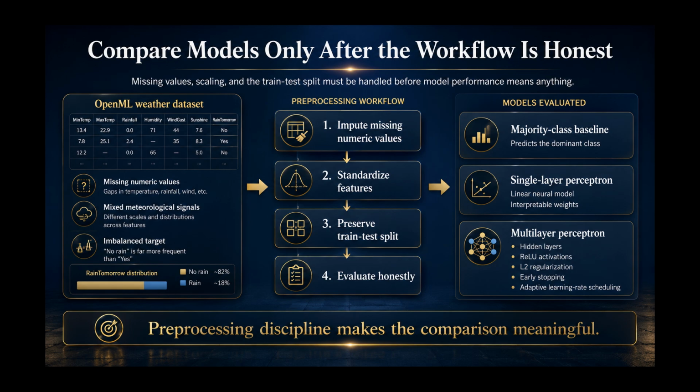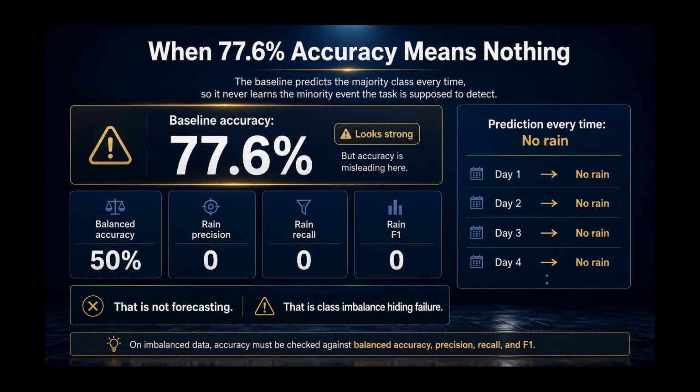3 models are evaluated: a majority-class baseline, a single-layer perceptron, and a multilayer perceptron with hidden layers, ReLU activations, L2 regularization, early stopping, and adaptive learning rate scheduling. The baseline achieves 77.6% accuracy. At first glance, that sounds strong, but its balanced accuracy is 50%, and its precision, recall, and F1 for rain are all 0. It simply predicts no rain every time. That is not forecasting. That is class imbalance hiding failure.